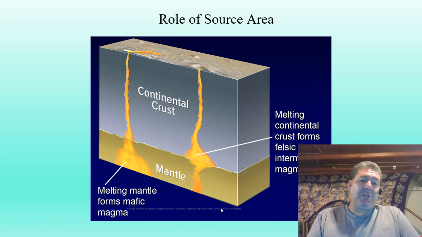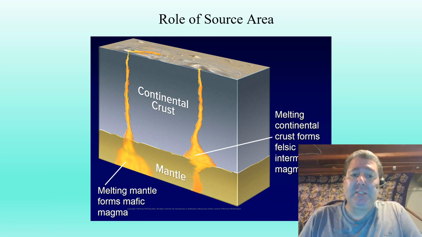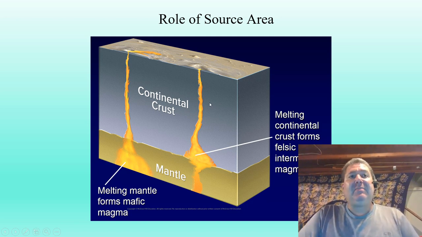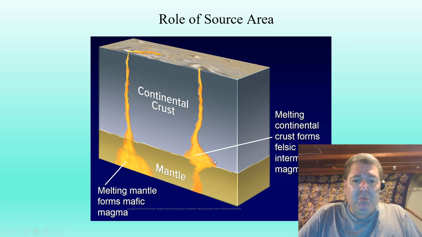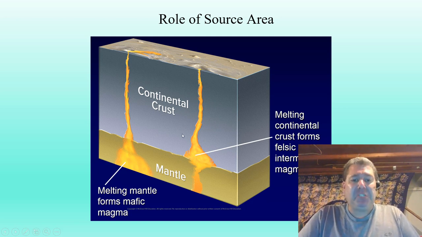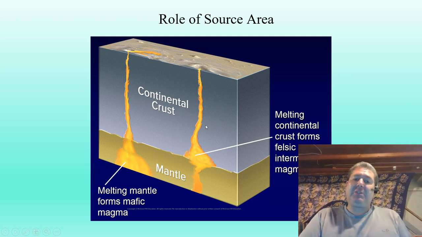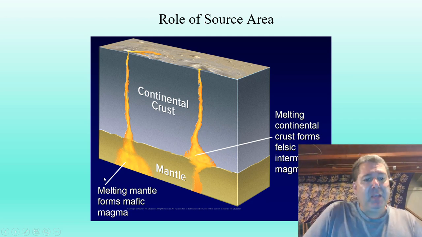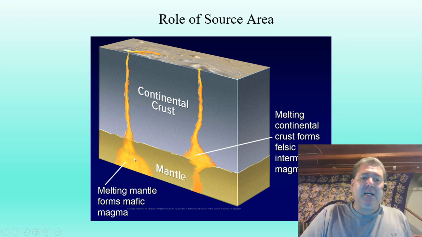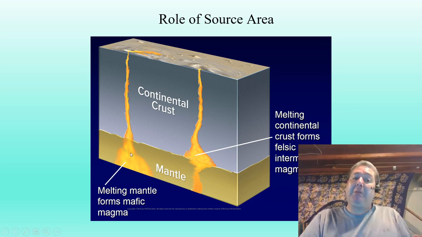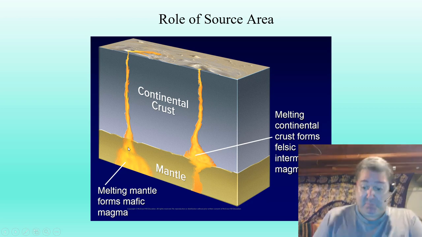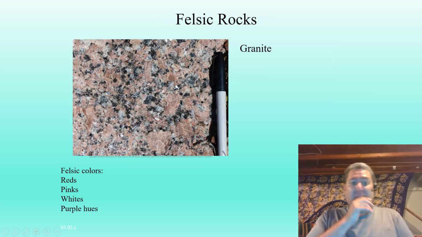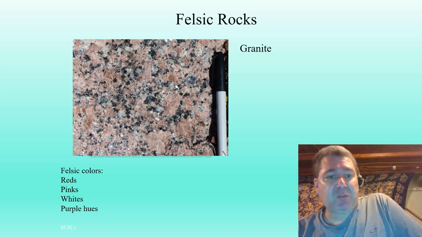Source area always plays an important role too. How do we get felsic magmas and lavas? Well, we melt the continental crust, which is felsic itself, and that produces felsic lava. If we're melting the mantle, however, say at a divergent boundary, where the mantle comes in, that has a lot more iron and magnesium. It's a lot more mafic, or ferromagnesian.